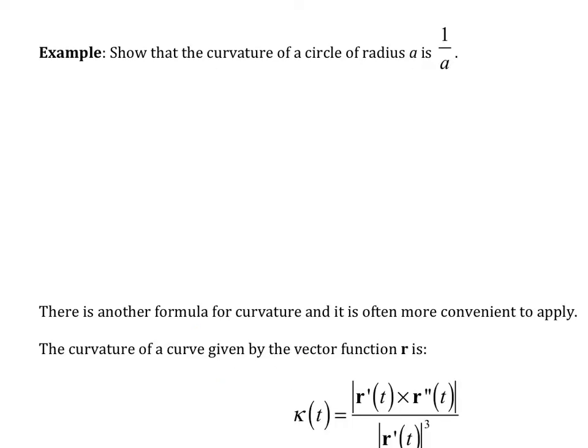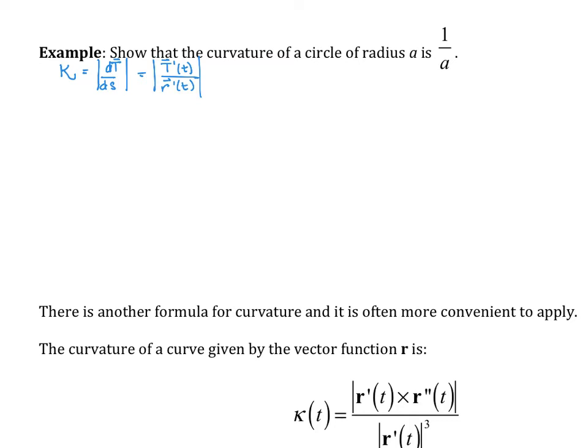So let's look at an example. Let's show that the curvature of a circle of radius a is 1 over a. I'm going to write the two curvature formulas that we just looked at. Kappa equals the magnitude of dT/ds, the derivative of the unit tangent vector with respect to arc length, or that's equal to the magnitude of the derivative of the unit tangent vector over the magnitude of r prime of t. Same thing.